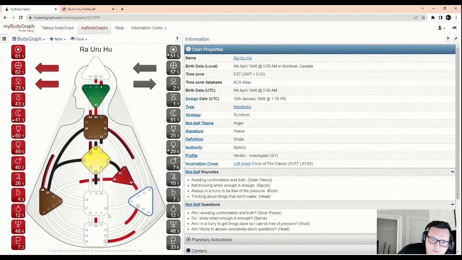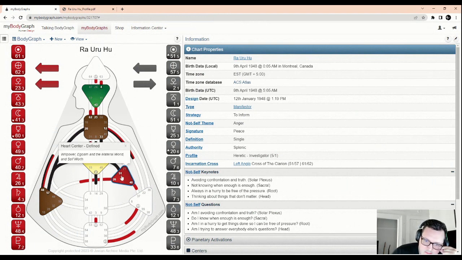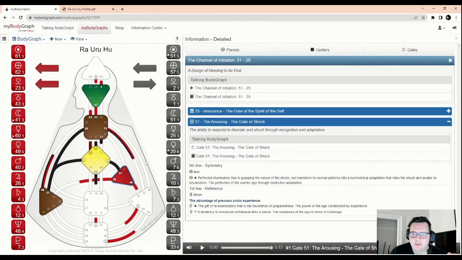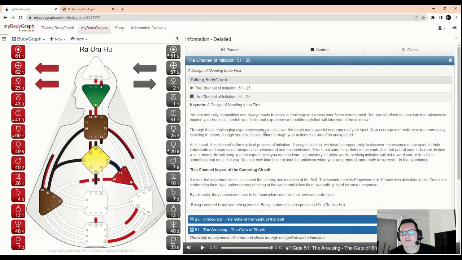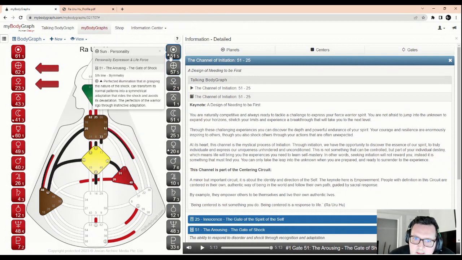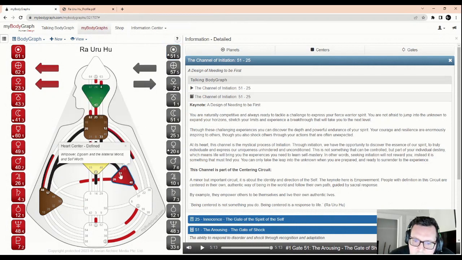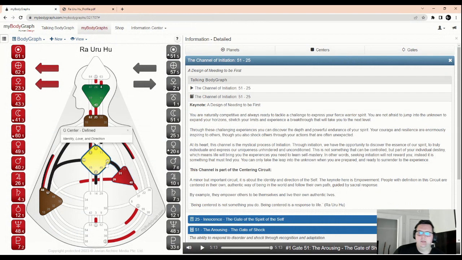So I'll talk a little bit about some of the channels that he has. He's got the ego center connected to the self center through the 51-25 channel, which is the design of needing to be first. It's the channel of initiation. So it has that ego willpower push because it's directly connected to that. The 51 is in the ego center, and that's Ra Uru Hu's personality sun. So that's the most important one. It's the one that's pointed towards the self center.